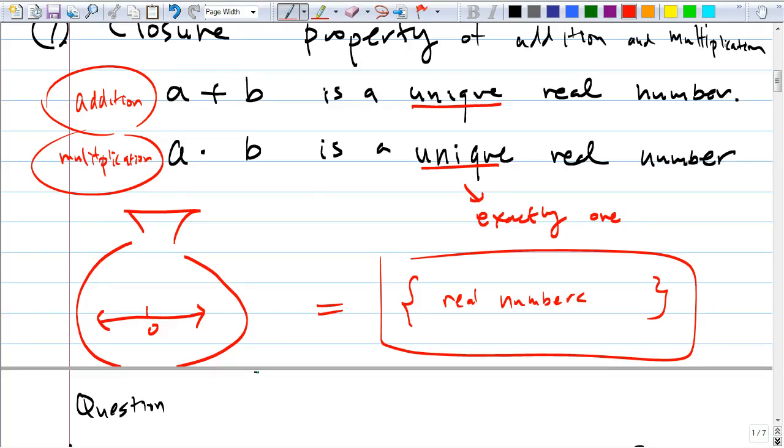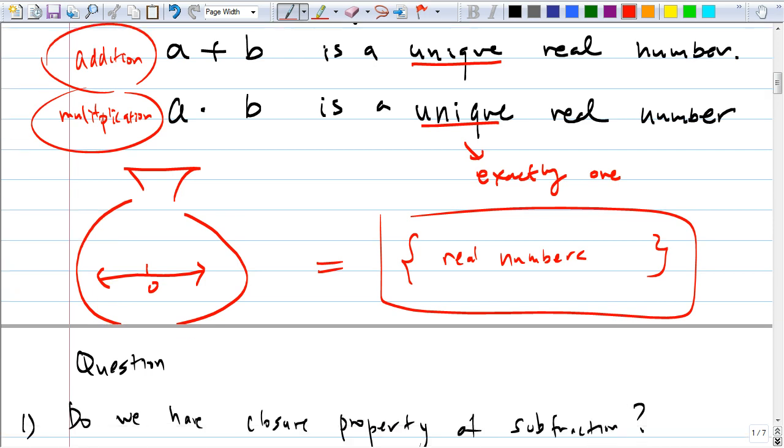In other words, if I were to pick any 2 numbers from real numbers, when you add them, you can find that answer inside the bag. If I multiply 2 real numbers, you're going to find a real number inside that bag, right? So here's a question. I sort of went over this last time. Do we have closure property of subtraction then? How come we only have closure property of addition and multiplication?